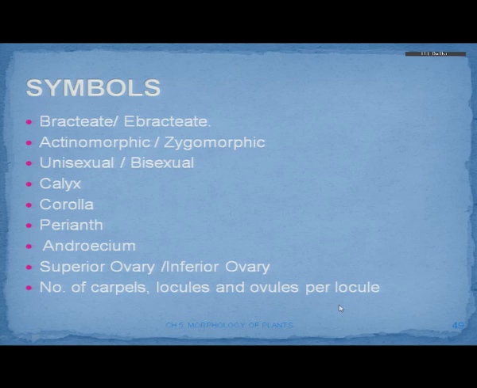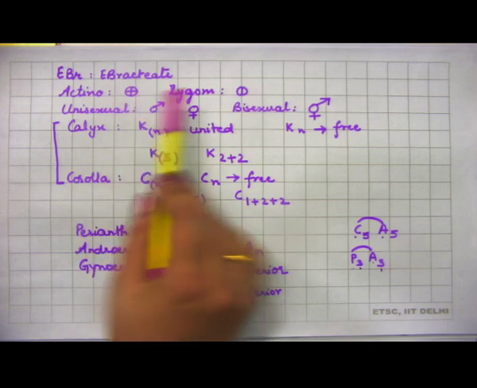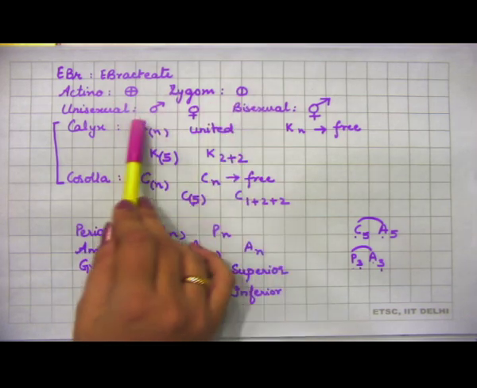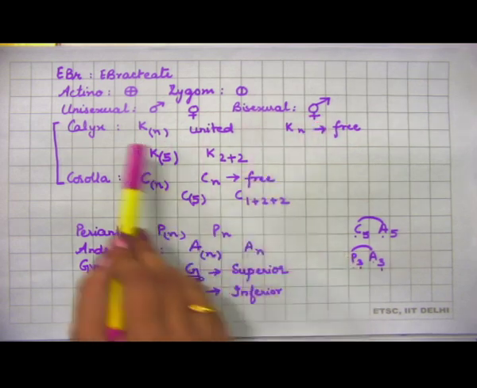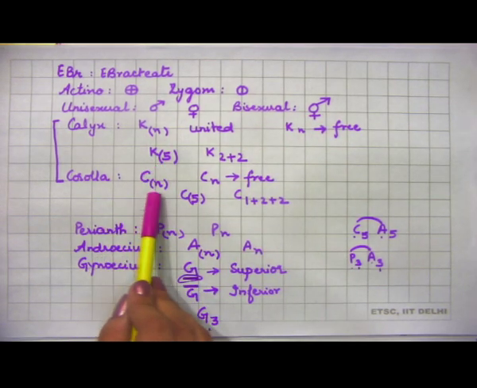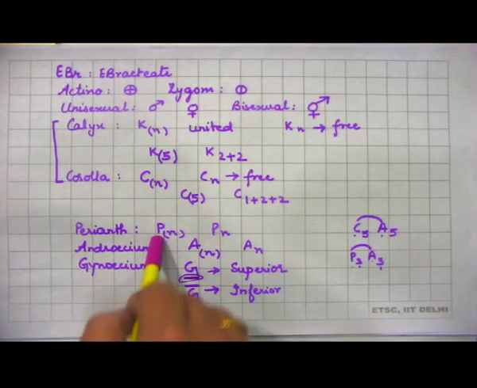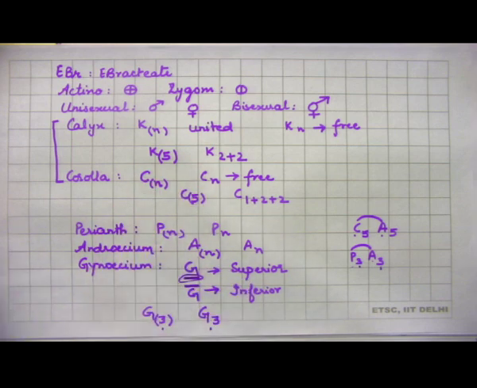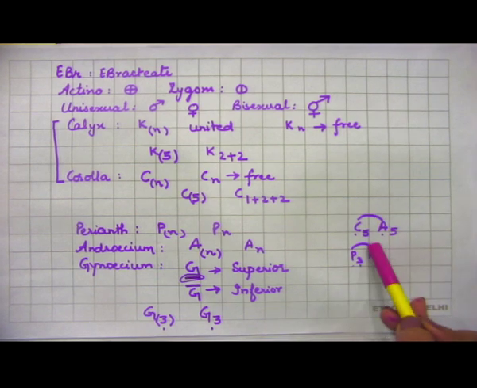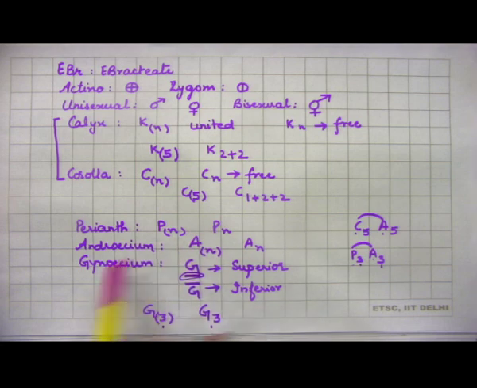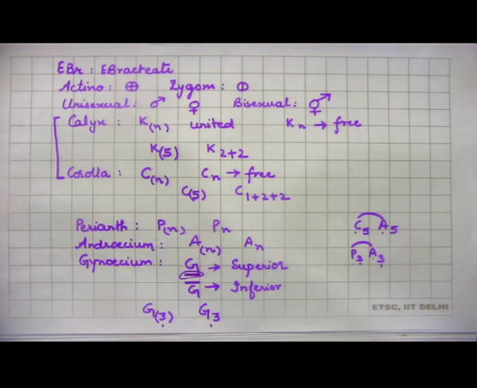So, this was all about the symbols of a floral formula. EBR for ebracteate, actinomorphic, zygomorphic, unisexual flowers, bisexual flowers, calyx depicted by K, corolla depicted by C, perianth by N, fusions depicted by closed brackets, and joints depicted by junctions, androecium by A, gynoecium by G. Now, let us try to write the floral formula of some flowers.